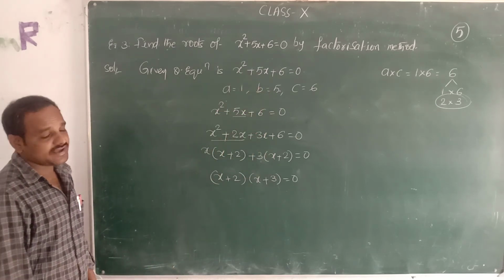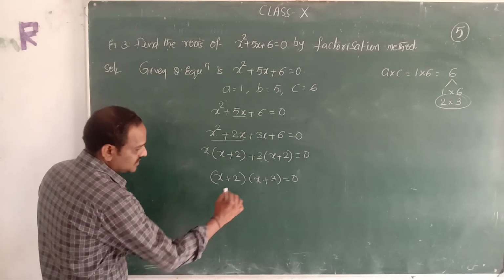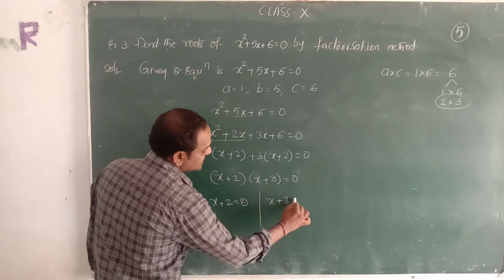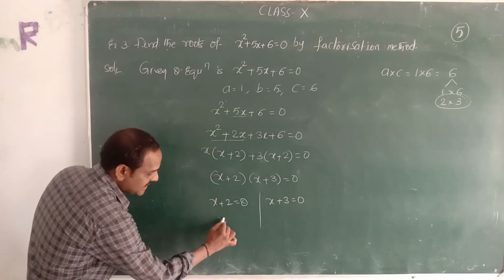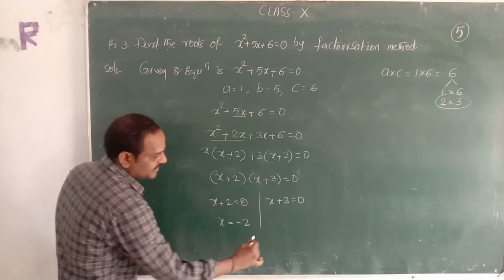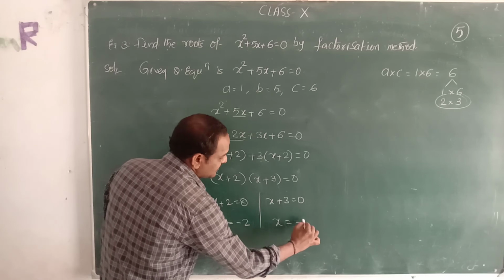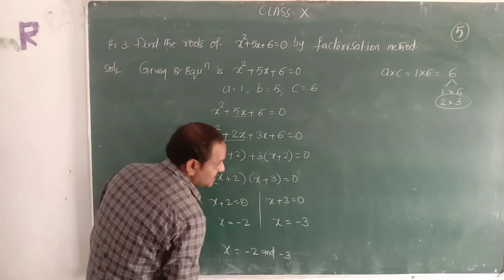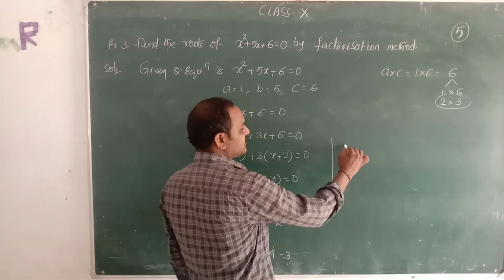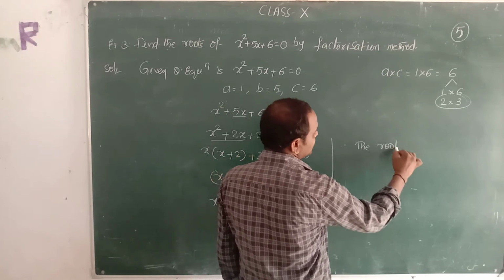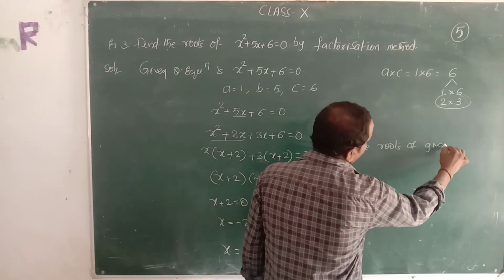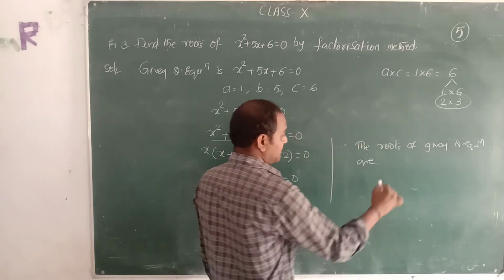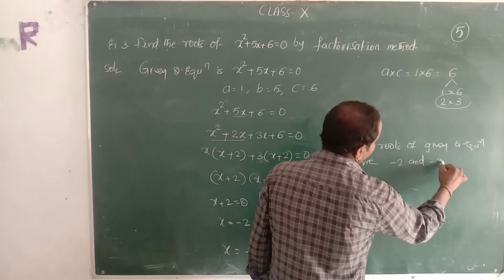x square plus 5x plus 6 is equal to 0. So now x plus 2 is equal to 0 once and x plus 3 is equal to 0 once. So we will get x is equal to plus 2 becomes minus 2, and here also the same, x is equal to plus 3 becomes minus 3. Therefore the value of x is equal to minus 2 and minus 3. What is the conclusion we are able to write? Therefore the roots of the given quadratic equation are minus 2 and minus 3.